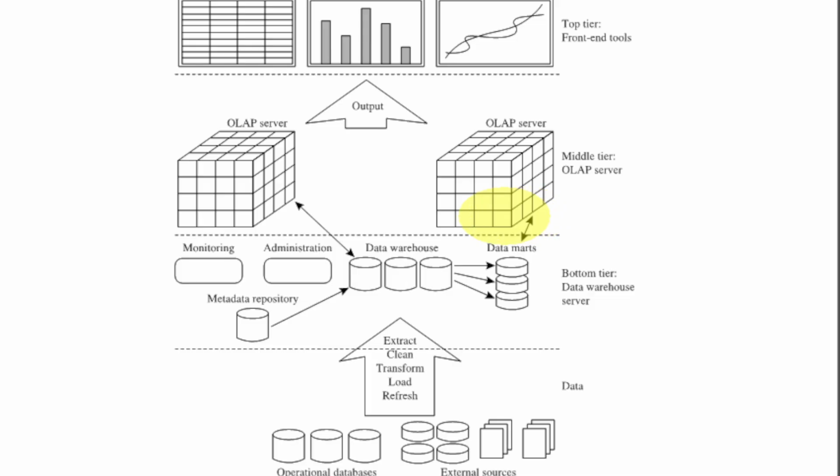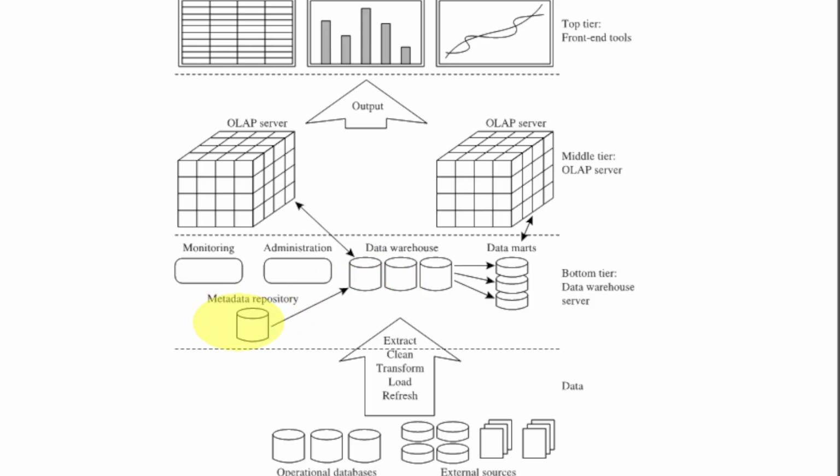Now let's see the data warehouse diagram. Like we said, it's for analysts and executives. We have a large amount of data. We can process queries. So how does that work? We have operational databases over here and we have external sources. We extract, clean, transform, load, and refresh. The data is coming into the data warehouse.